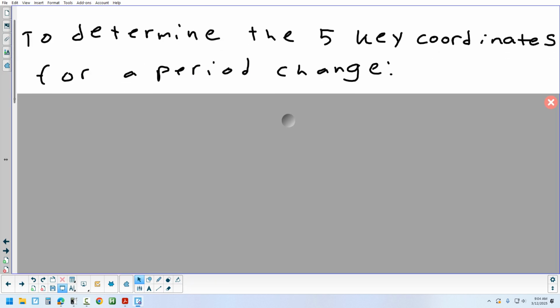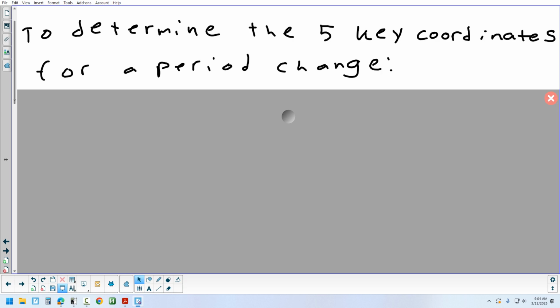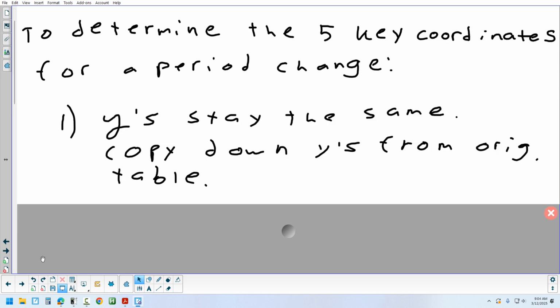All right, so how do we do the sketch? Well, first thing is we have to know what's going to change. We already said that. That's the x's. So that means the y's stay the same. Unfortunately, the y's are the easy numbers to work with. We don't get to work with those this time. Okay, so you're going to copy down the y's from the original table.